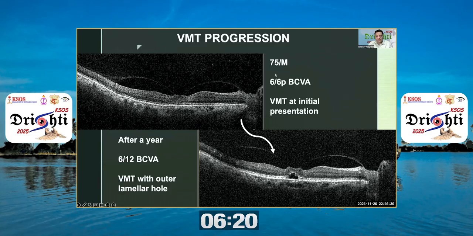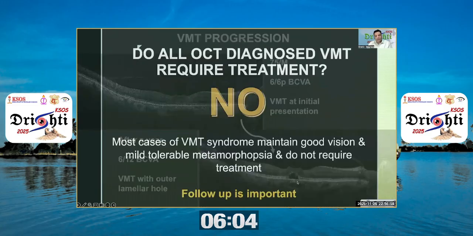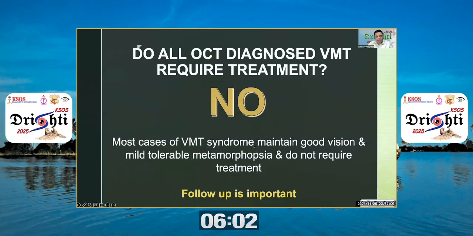In this case, you can see this 75-year-old male with good vision, 6 by 6. He had VMT at initial presentation, was asked to follow up routinely, did not come, came after a year with vision drop. He had vision of 6 by 12, and then he had a VMT with the outer lamellar hole which developed over there. So then the question arises, do all OCT diagnosed VMT require treatment?